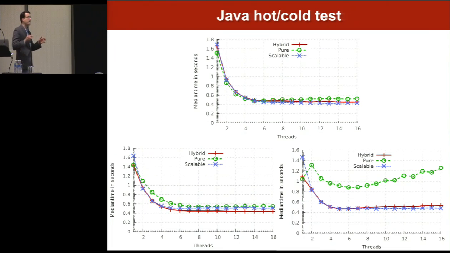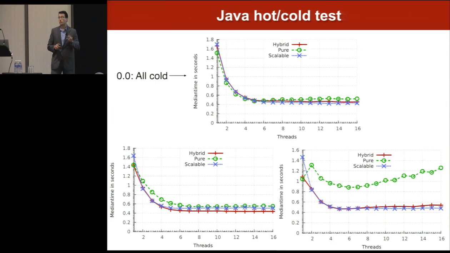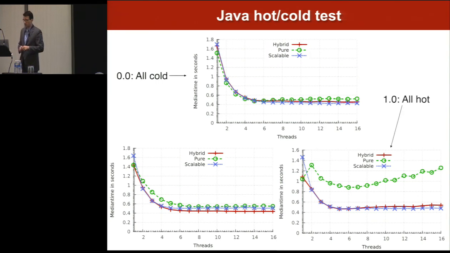We varied 10 different settings for the hot-cold ratio, but this is a map of maps benchmark in Java, and I'll show you just 3 points in that spectrum. So the first one is all cold, so all the accesses are uniformly distributed and none of the inner structures are contended. The other extreme is all hot, where all accesses go to a single contended structure.